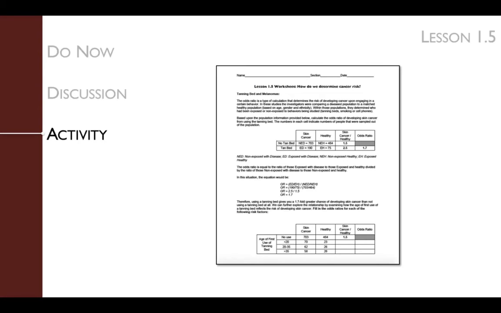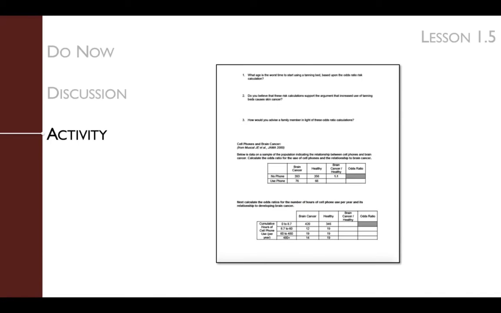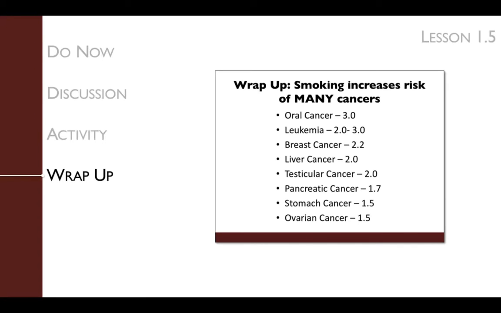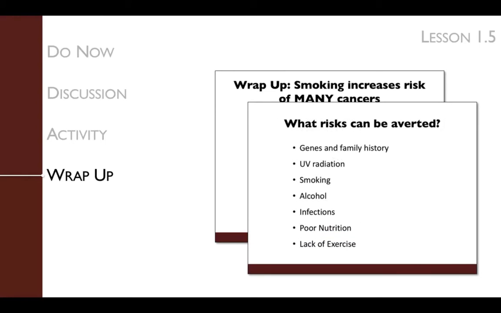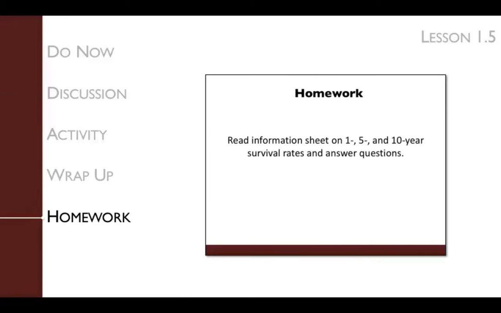Students should see the highest odds ratio is between smoking and lung cancer. We wrap up the activity by discussing the fact that smoking does not just increase risk of lung cancer, but also increases the risk of many cancers. Next, have students discuss what factors can and cannot be avoided. For example, they should understand that some risk factors, such as genes or family history, cannot be avoided. For homework, have students read an information sheet on survival rates for various types of cancer and complete the questions that assess their understanding of survival rates.